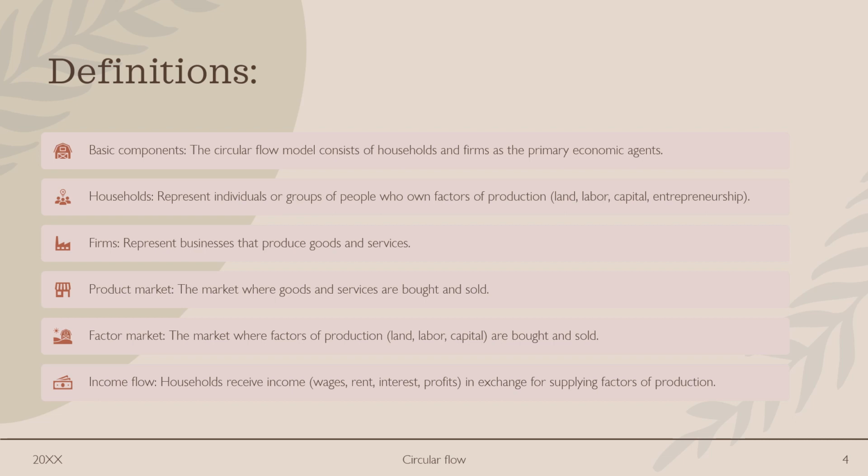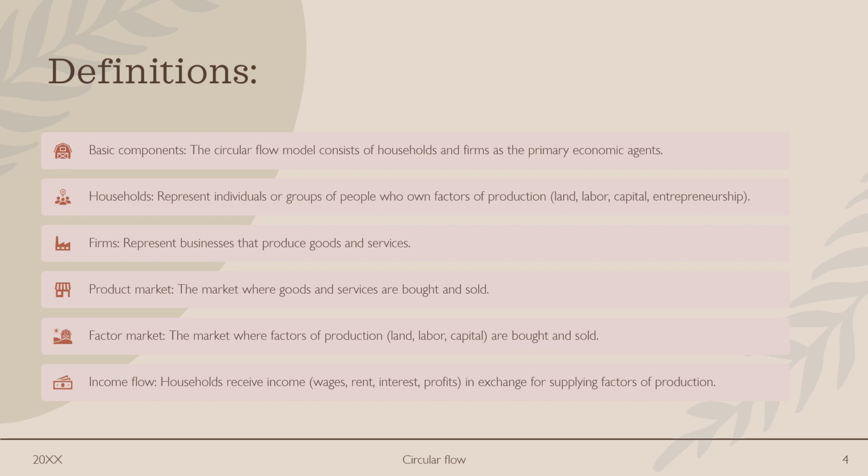Then we have our markets. I only have the two markets here, but there's also the financial markets. The product markets is the market where goods and services are bought and sold, whereas the factor markets is the market where factors of production are bought and sold. We have also different flows. I think a lot of people confuse the income flow and the real flow.